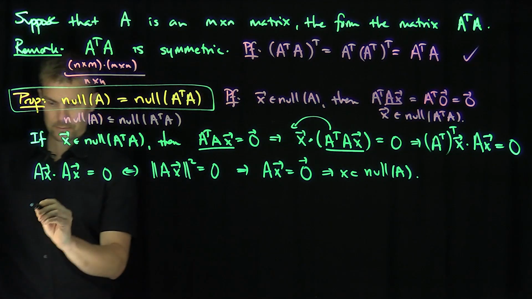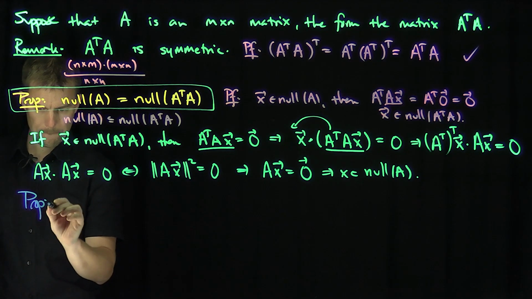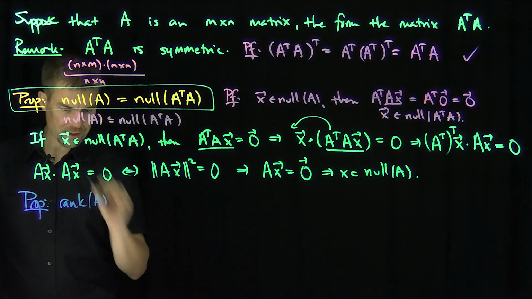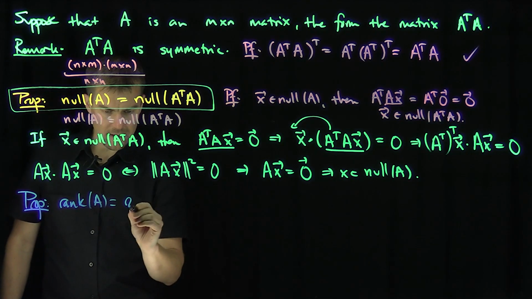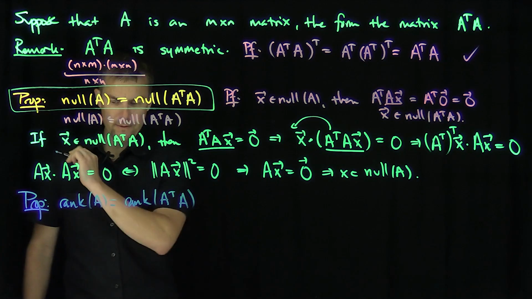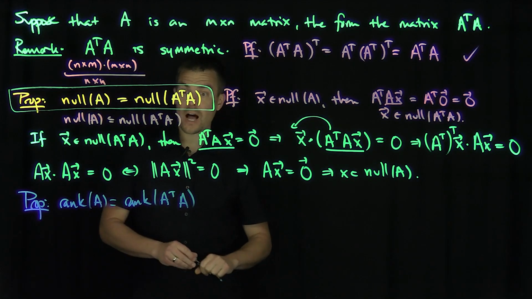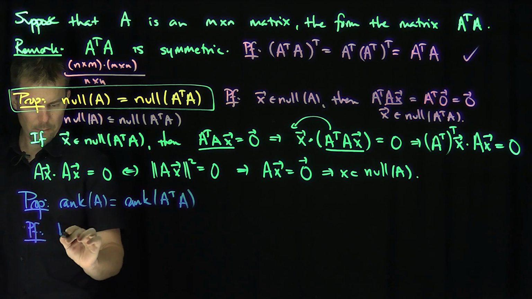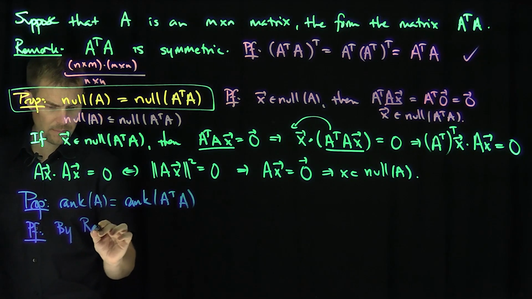So the proposition is that the rank of the matrix A is the same thing as the rank of A transpose A, okay? Okay, so how do you prove this proposition over here? So proof, by the rank nullity theorem.